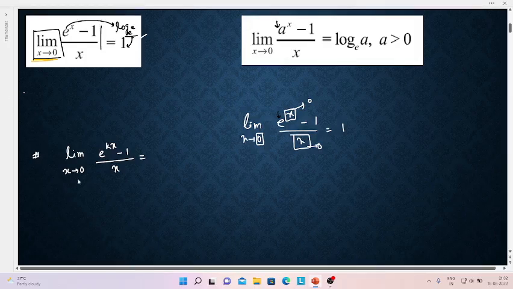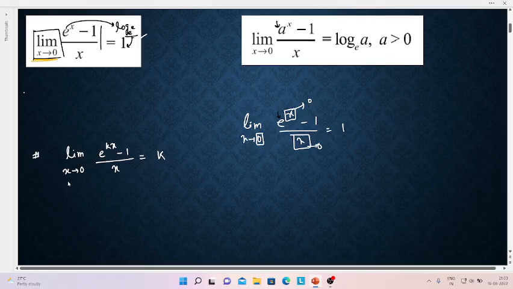let's discuss another formula, which is: what is the value of limit x tending to 0, (e to the power kx minus 1) upon x? So can you tell me what will be the value of this particular function when x tends to 0? So this is nothing but actually k. How is it possible? Let me clear these things.